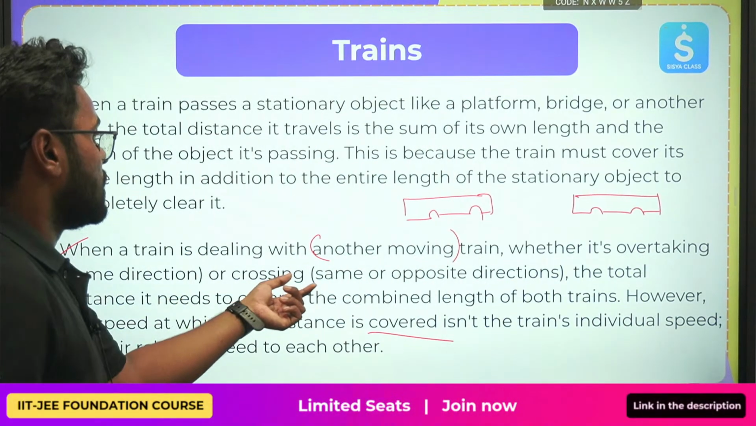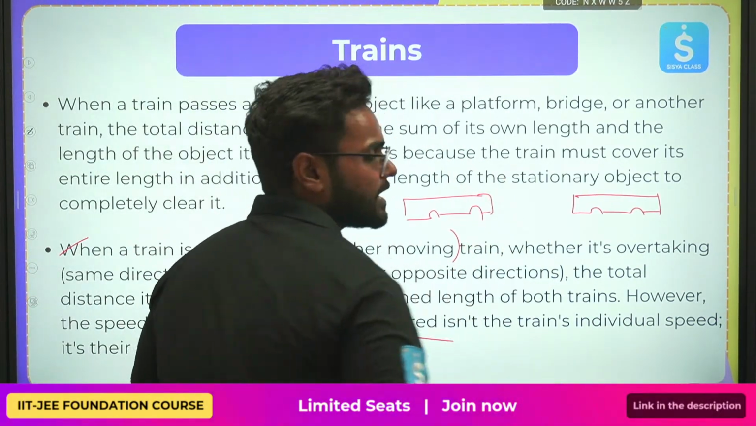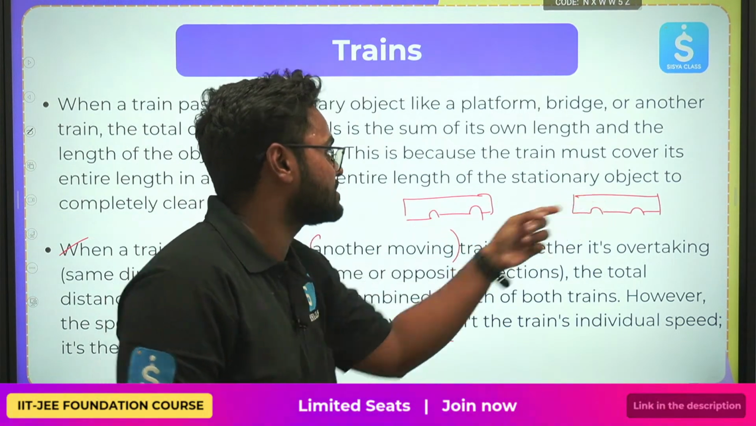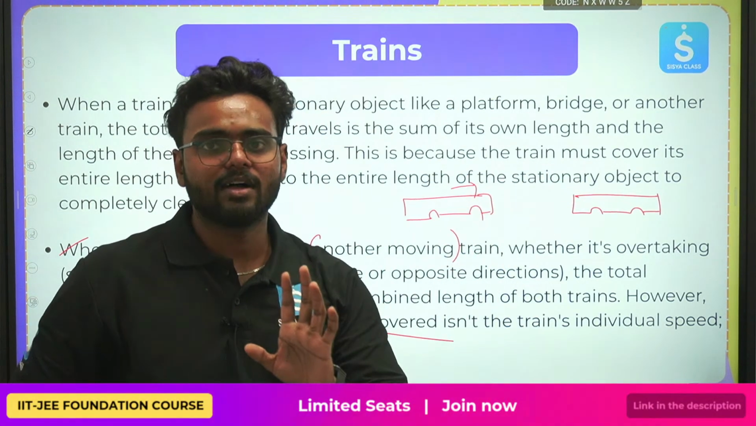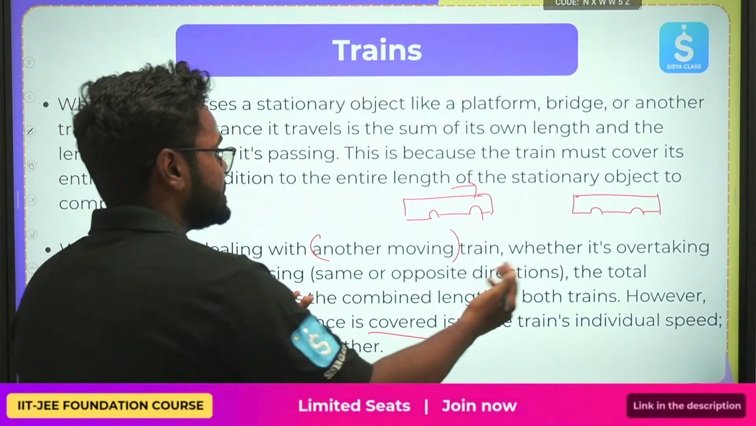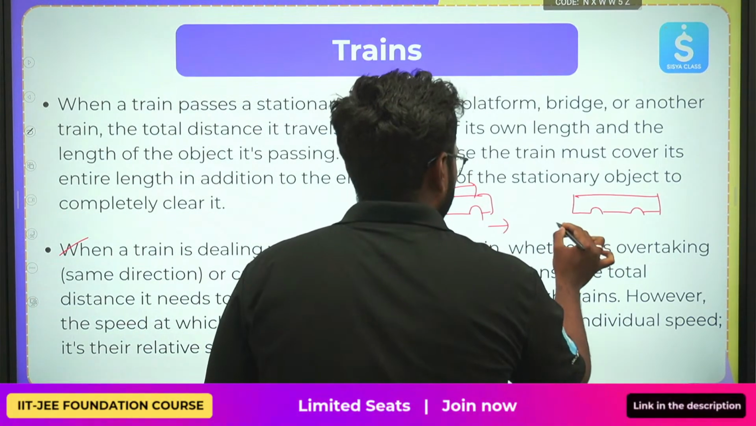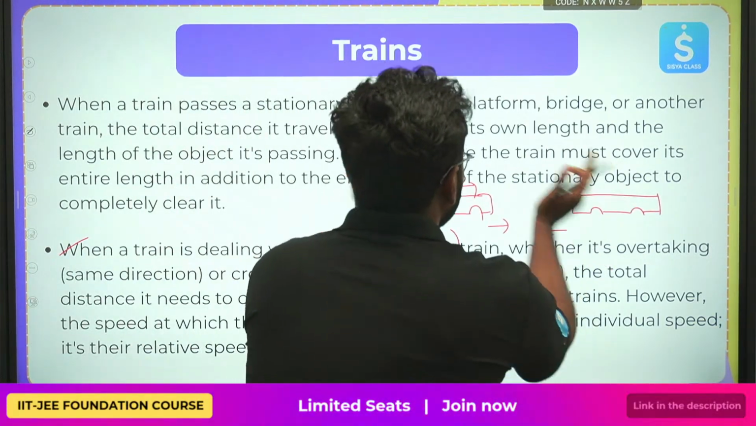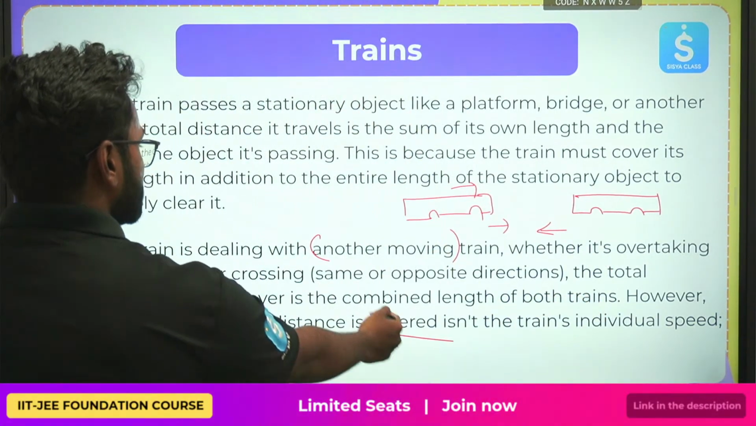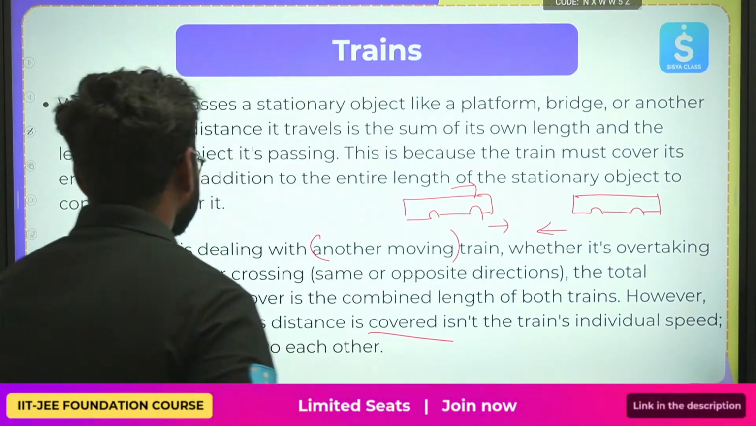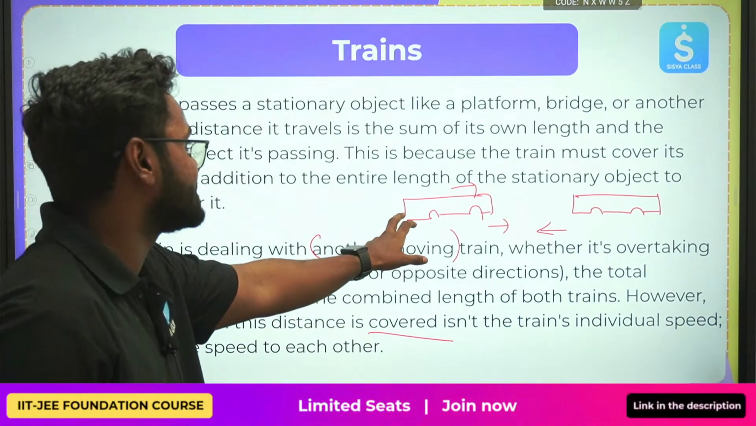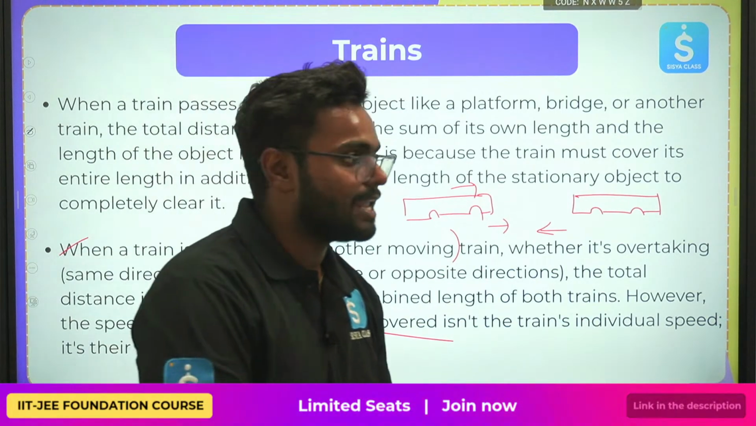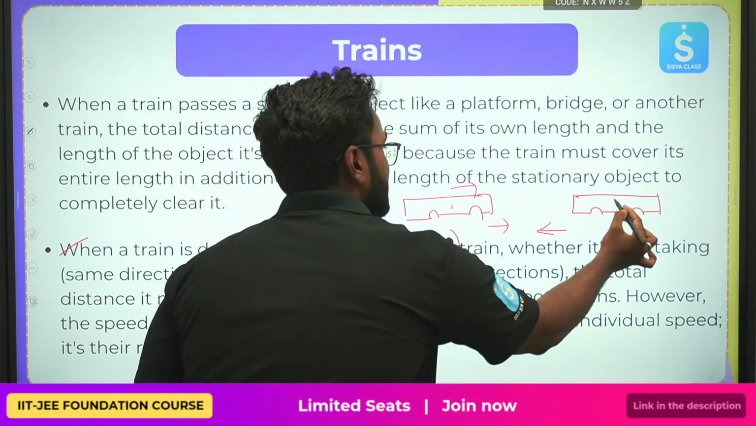So it can overtake in two ways, right? If both are moving in the same direction, this one will go faster than the other train in order to overtake it. Or in the opposite direction, this can be any case. Either this can be fast, or that can be fast, or both can be of equal speed. In this case, they have to cross each other, right? Same or opposite direction, the total distance this needs to cover would be the combined length of both trains, so the length of both the first train and the second train.